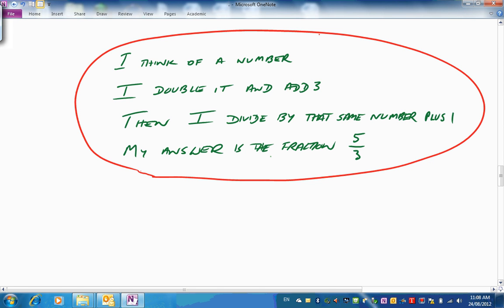Hi, welcome back to Equations Involving Fractions. I've been scribbling here for you. Let's have a look at what's in the circle.